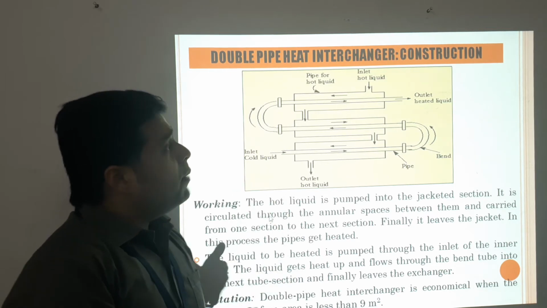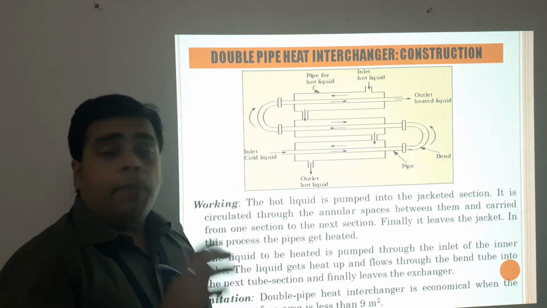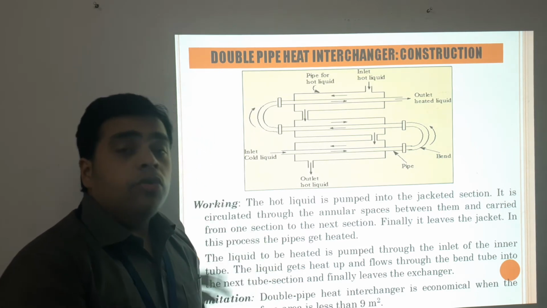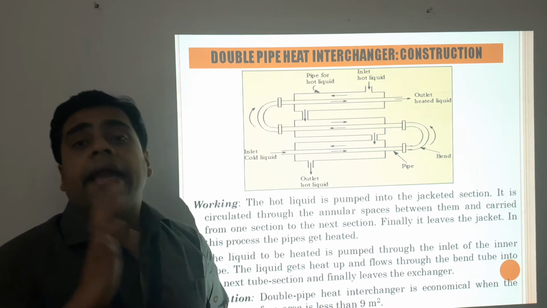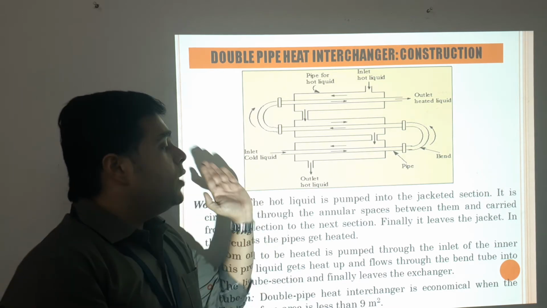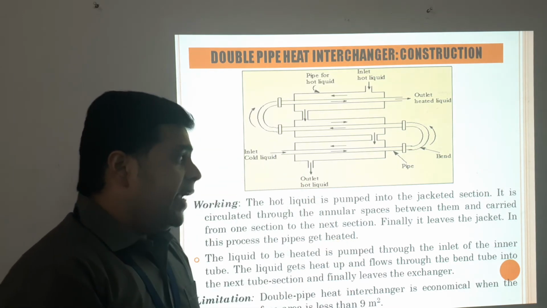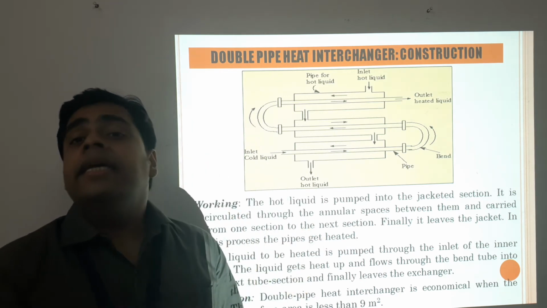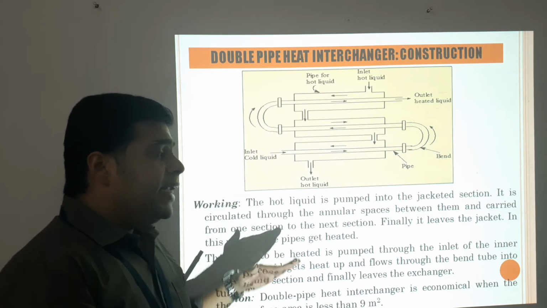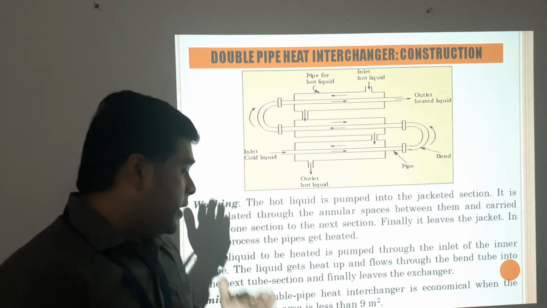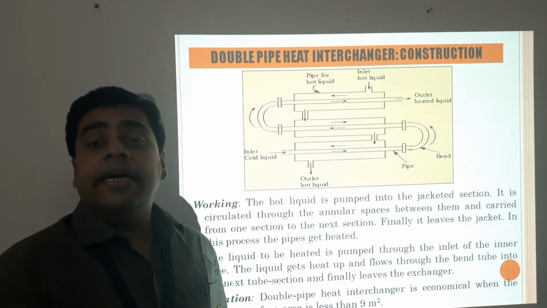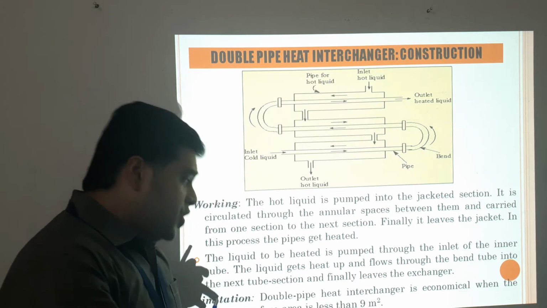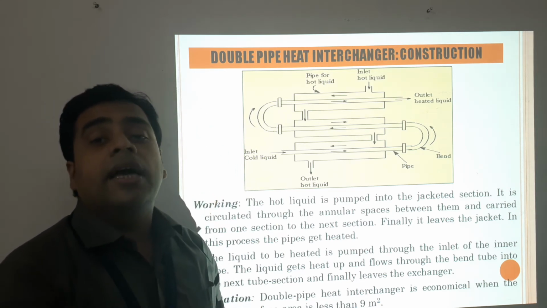Now come to its working. The hot liquid is pumped into the jacketed section. It is circulated through the annular spaces between them and carried rapidly from one section to the next. Finally, it leaves the jacket, and in this process the pipes get substantially heated. The liquid to be heated is pumped through the inlet of the inner tube. The liquid gets heated up and flows through these bent tubes into the next tube section, and finally it leaves the exchanger.